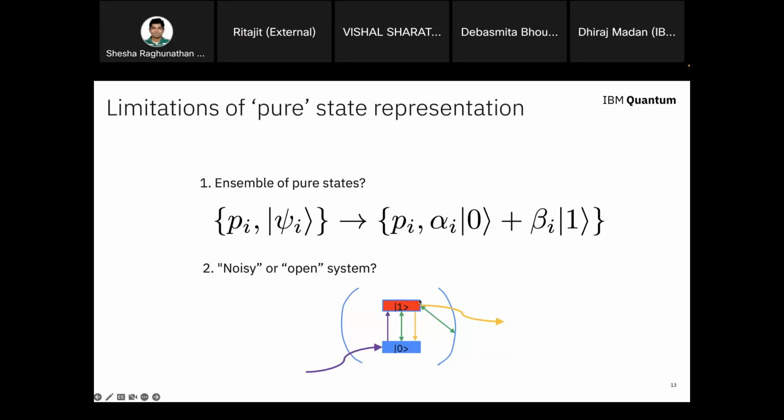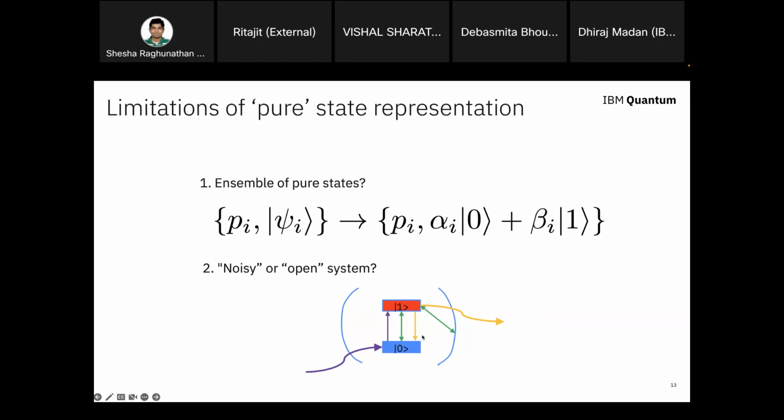You cannot represent that in a pure state system. That's the limitation of the representation, because a pure state necessarily tells you exactly what the state of the system is, which is alpha 0 plus beta 1. So you should be able to tell exactly. But if you have a spontaneous emission, for example, with a non-zero probability, 1 may become 0, and this interaction then changes the state of the system.